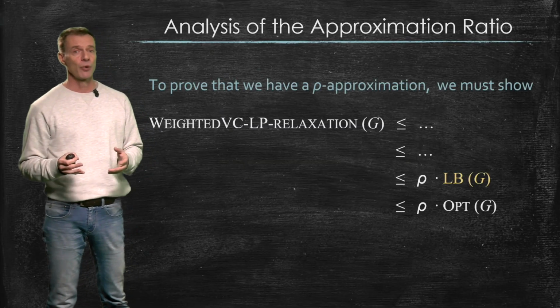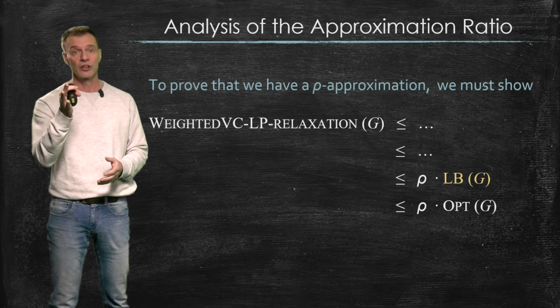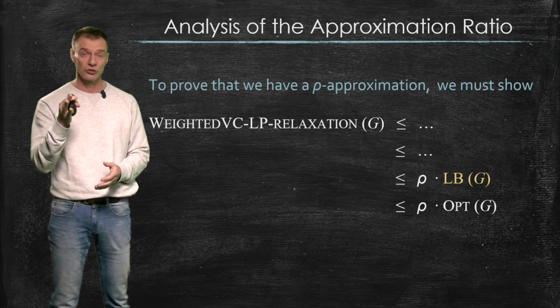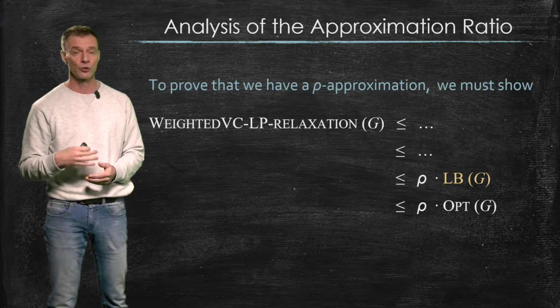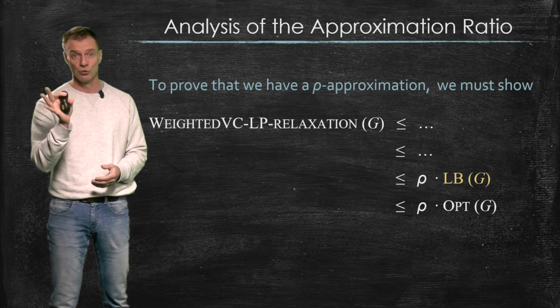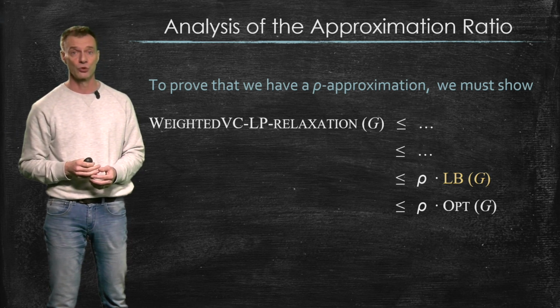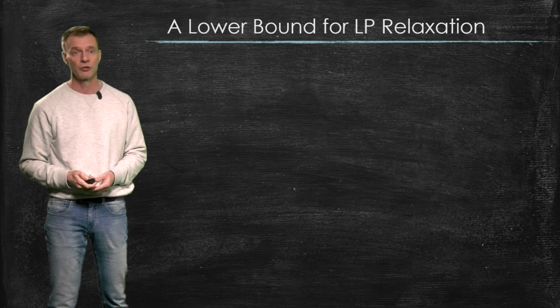I hope you remember that in general, to prove an approximation ratio, you look at the value of the solution that you compute, and then you show that it's at most rho times the optimal value, but not directly; you do that by going through a lower bound. We prove that the value that we get is at most rho times the lower bound, and that then implies that the value is at most rho times opt. So the first thing we always have to do is come up with a good lower bound. So let's see if we can come up with a lower bound for this problem.